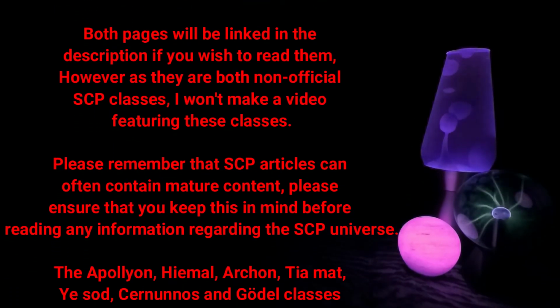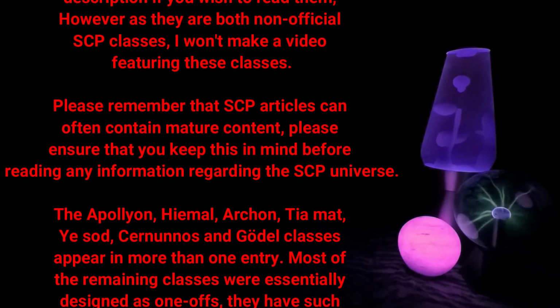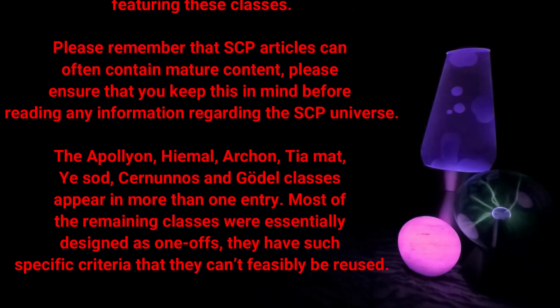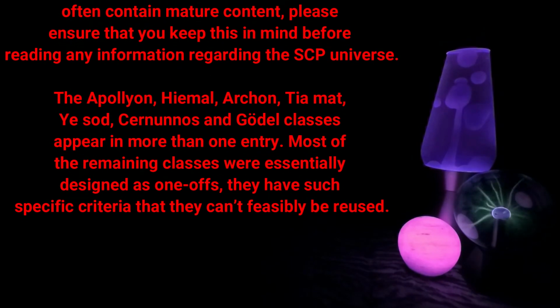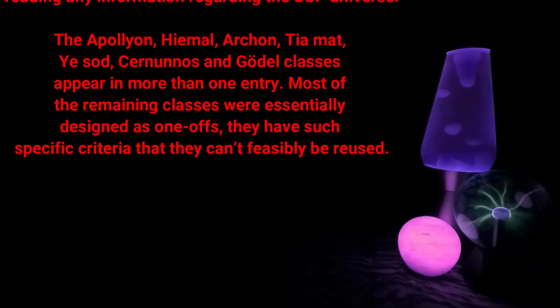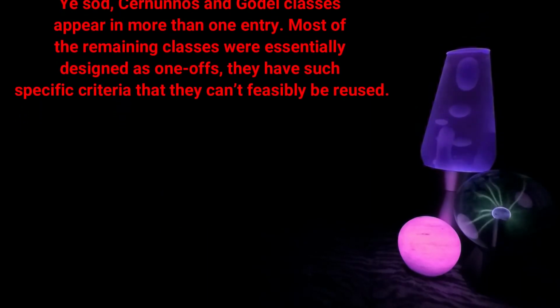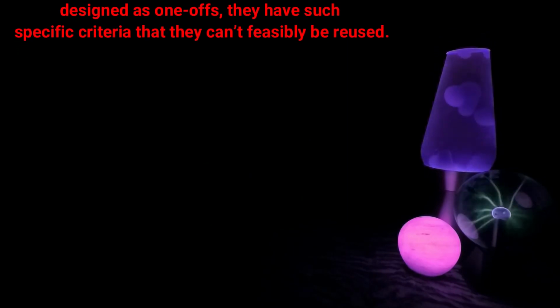Please remember that SCP articles can often contain mature content. Please ensure that you keep this in mind before reading any information regarding the SCP universe. The Apollyon, Hemel, Archon, Shiamat, Yesod, Sananus and Guttal classes appear in more than one entry. Most of the remaining classes were essentially designed as one-offs. They have such specific criteria that they can't feasibly be reused.